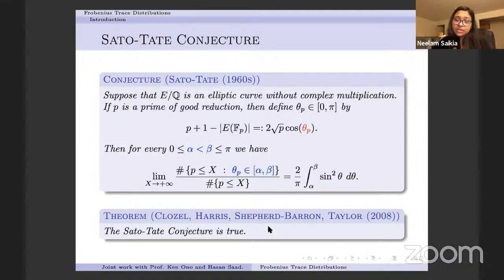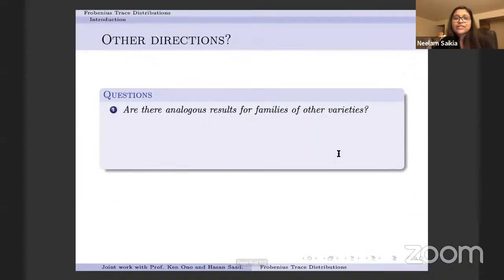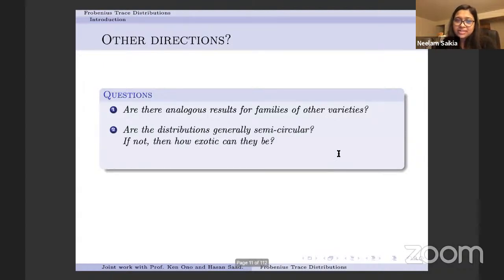There are some results which assert Sato-Tate for abelian varieties, and in a completely different direction, Sato-Tate is true for modular forms, mostly Hecke eigenforms, which have no complex multiplication. But here we are not going in that direction. We are asking some more general questions here.